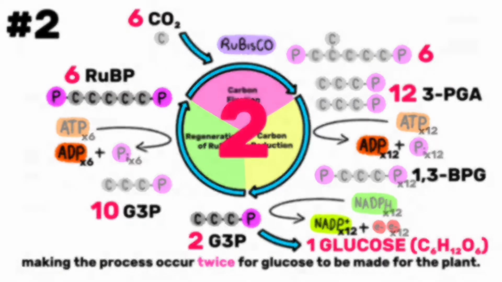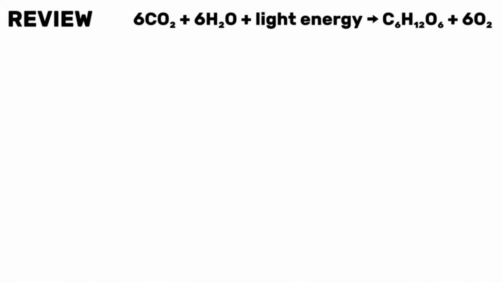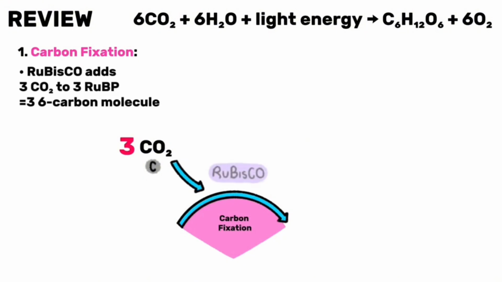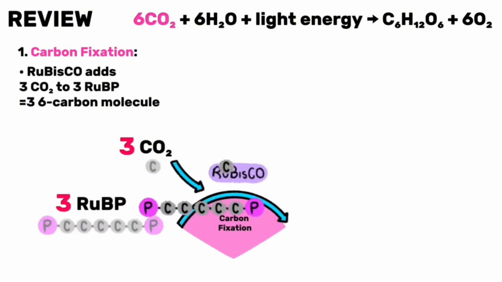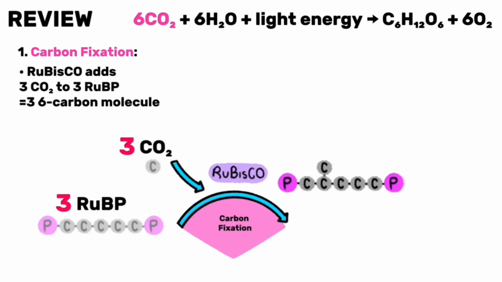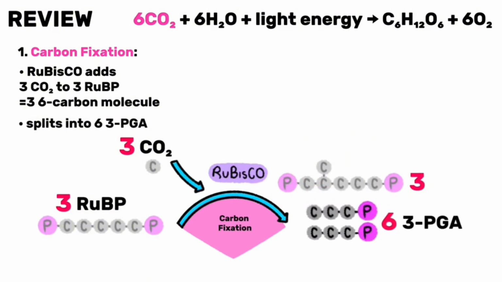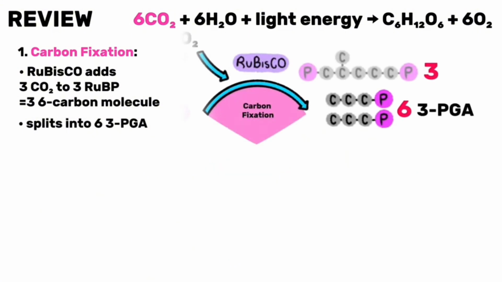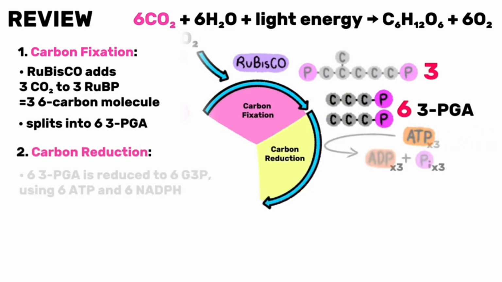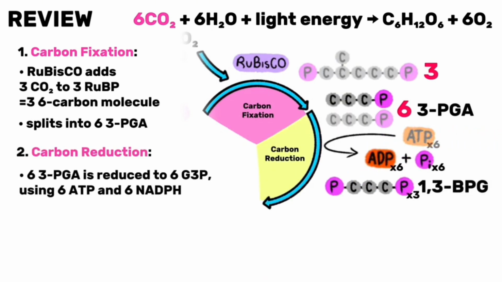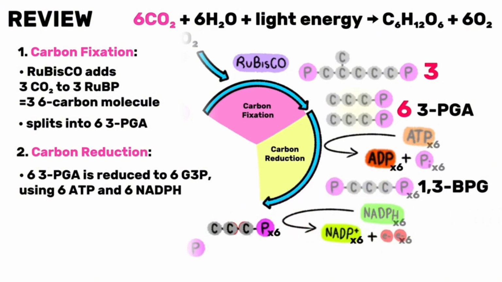Okay, so let's review. Carbon fixation occurs where Rubisco attaches 3 CO2 molecules to 3 molecules of RuBP to make 3 unstable 6-carbon molecules. The molecules then split in half, creating 6 3-PGA molecules. Then, carbon reduction occurs, and the 6 3-PGA molecules gain phosphate from 6 ATP and electrons from 6 NADPH molecules, reducing the 6 3-PGA molecules to 6 G3P molecules.